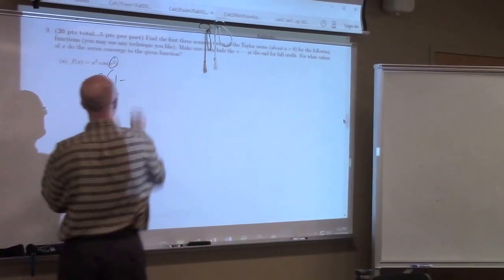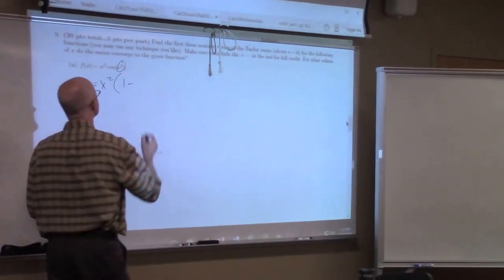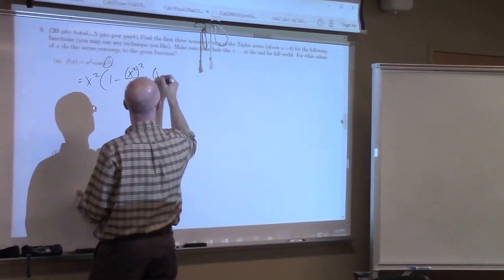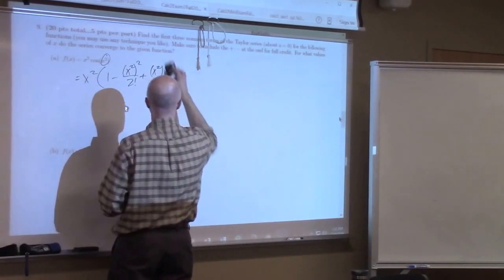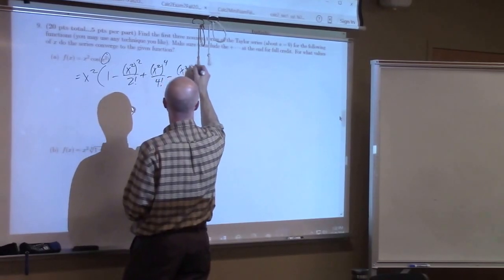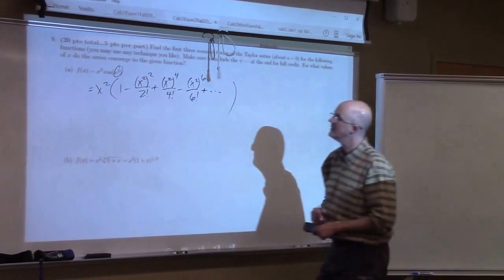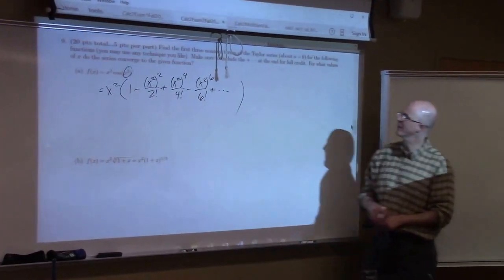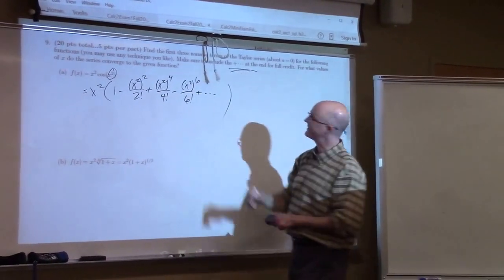But I'm plugging x squared into the cosine, so each of those x's needs to be replaced by an x squared. Like this. Simplify and you're done. I say find at least the first 3 non-zero terms, so we can stop after this one. But make sure you include the plus dot dot dots to get full credit.